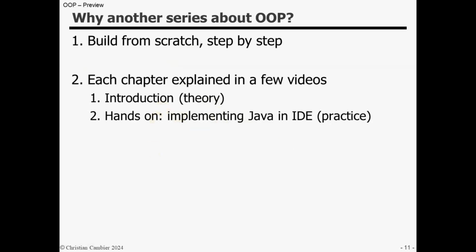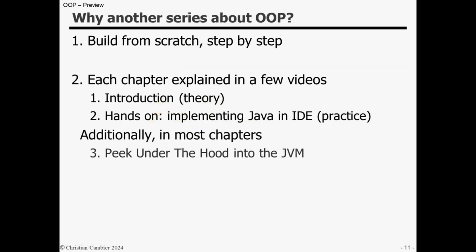Until here, nothing new, but additionally, with most chapters, there'll be a peek under the hood into the Java Virtual Machine. Hopefully that'll give you an extra boost, a really thorough understanding of what is really happening when a Java program is running. Because lots of times you might create some code, you get some output, but do you always understand where the output comes from? I hope that with my peeks under the hood, all of the questions you might still have will be answered.